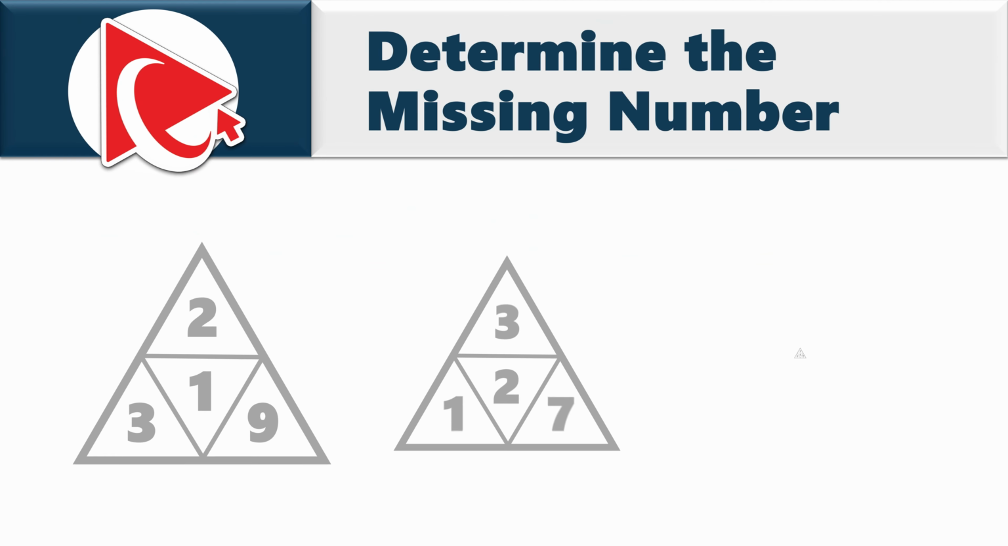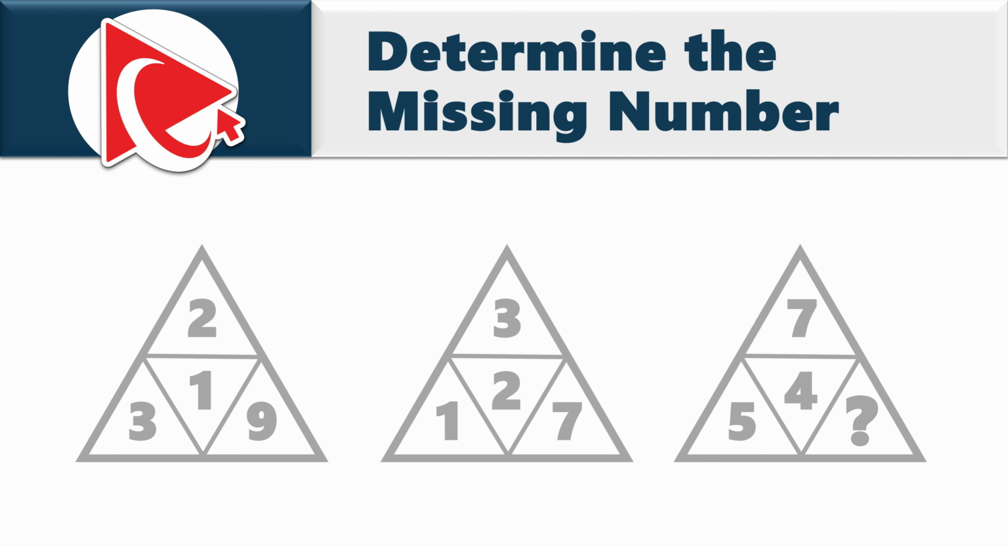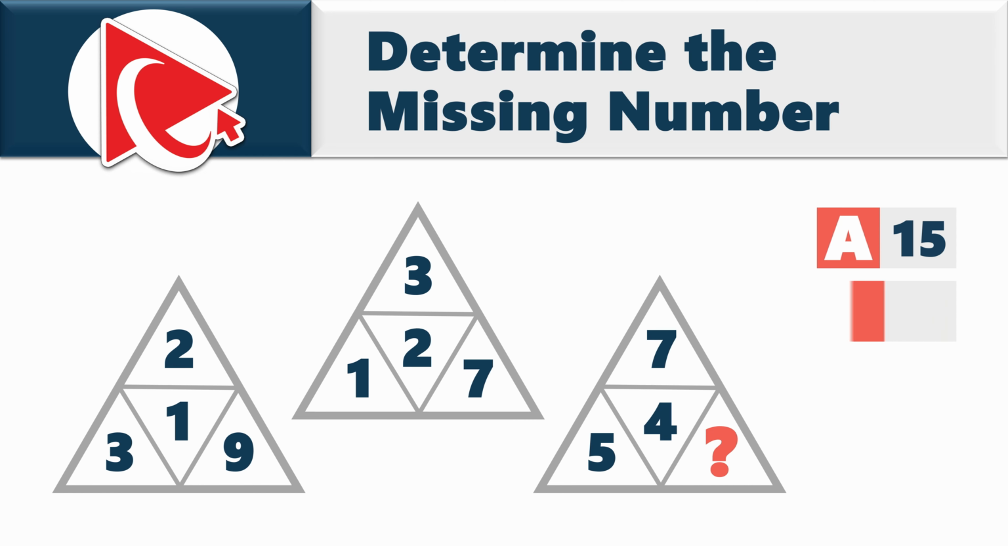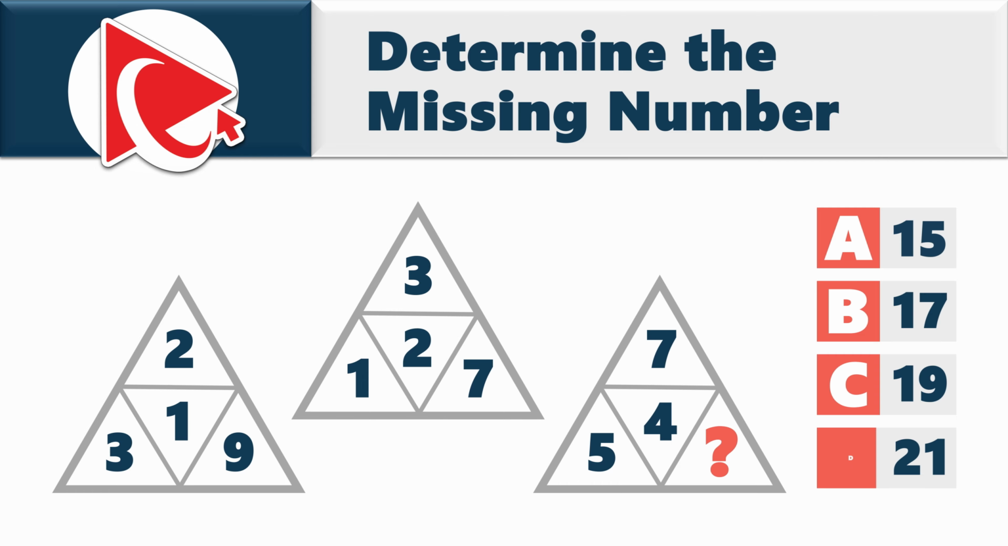You're presented with 3 triangles. They all have numbers inside. First triangle has number 1 in the middle and numbers 2, 9, and 3 on the sides. Second triangle has number 2 in the middle and numbers 3, 7, and 1 on the sides. And then the third triangle has number 4 in the middle, numbers 7 and 5 on the sides, and it has the missing number in the bottom right corner. You need to calculate and select the missing number out of 4 possible choices. Choice A, 15. Choice B, 17. Choice C, 19. And last but not least, choice D, 21.